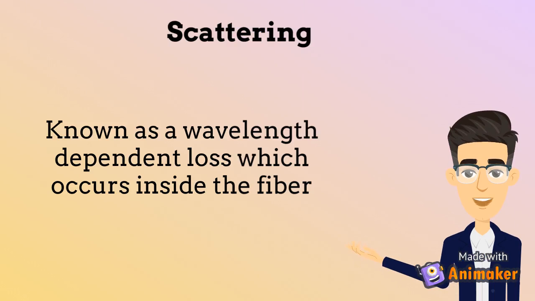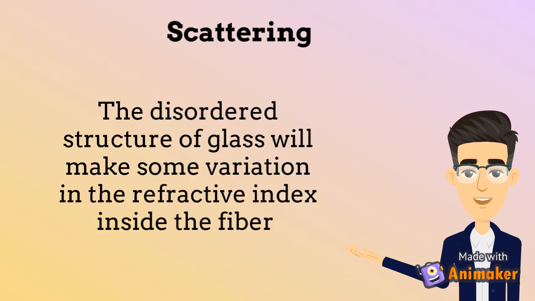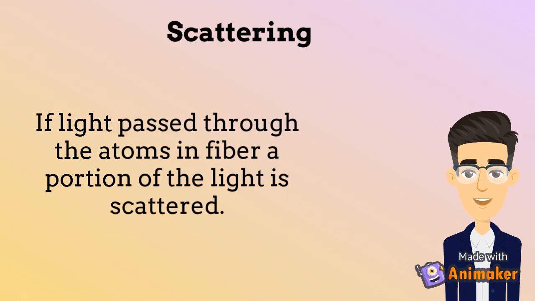Scattering is known as a wavelength-dependent loss that occurs inside the fiber. The disordered structure of glass will make some variation in the refractive index inside the fiber. If light passes through the atoms in the fiber, a portion of the light is scattered.